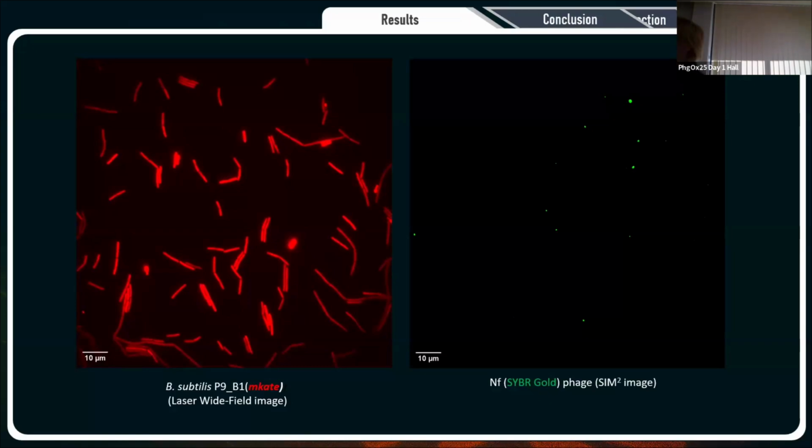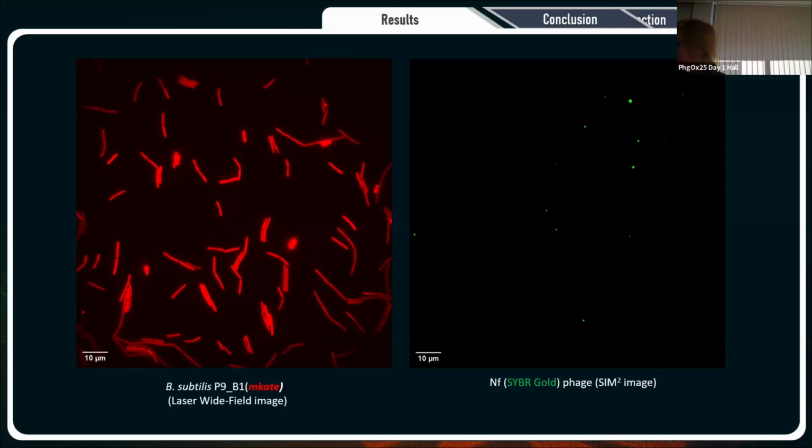On the left-hand side, you can see Bacillus subtilis producing a nice red signal. On the right is the SYBR Gold stained phage. As you can see here, unfortunately, because the stain is bound to the phage DNA, which is encapsulated in the head, the signal is not very strong, but you can see dots that are all about the same size spread around the pad. You can also see some larger dots, which is most likely phage that has aggregated with one another, which can sometimes occur during the filtering process.